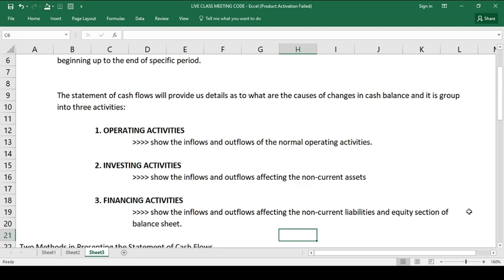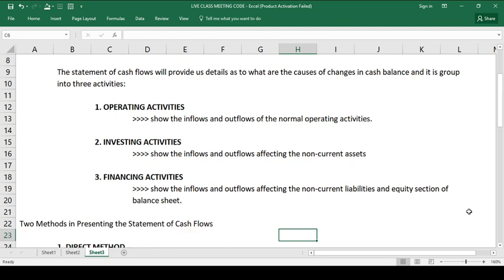Kindly paki-mute. Okay? Next, we have two different methods in presenting the statement of cash flow. However, for today's discussion, wag natin biglain, kasi baka sumabog ang mga utak natin if we're going to prepare the two methods immediately. Magsimula tayo sa pinakasimpleng method. Okay lang, di ba? Okay?